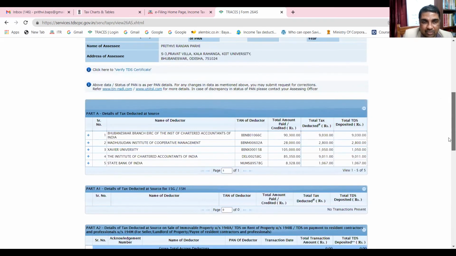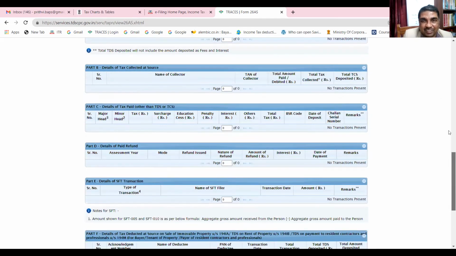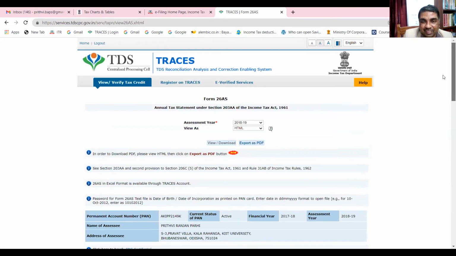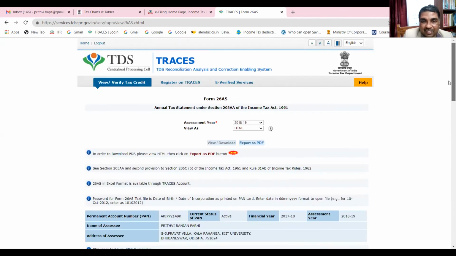So people who have paid money, this is the deductor. This is the money they have paid, and this is the amount they have deducted. So this is called TDS. So if you go to the account, you can find out how much tax has been deducted. Is it clear to you? Yes, sir. Okay, so let me log out now. The log out button is here.